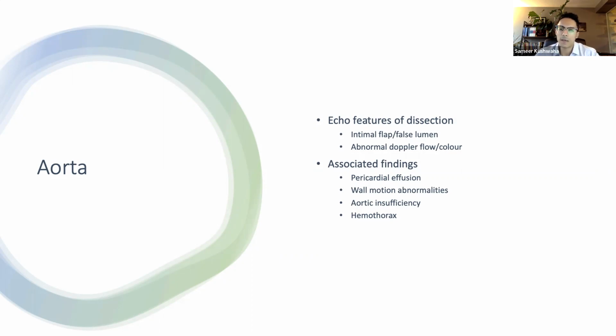And then we can also look for the company that the dissection keeps. So we can look for pericardial effusions because of possible dissection into the pericardial space and the development of hemopericardium. That can lead to tamponade. We can look for wall motion abnormalities, especially in the right coronary artery territory, as well as suggestive ECG changes that could occur because of a right coronary artery dissection.